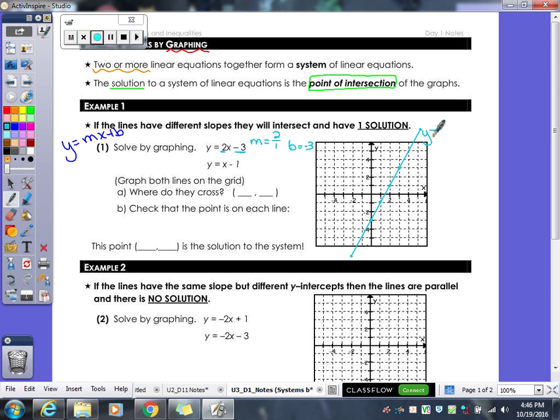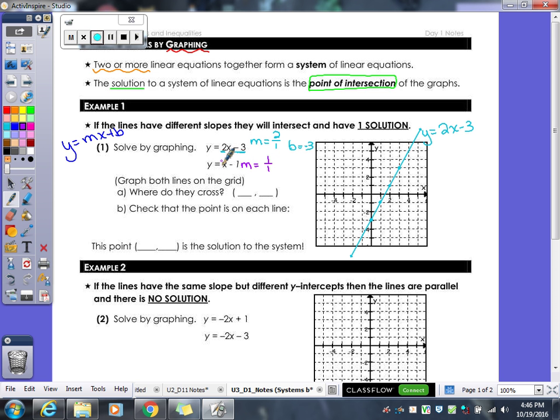least 3. Other thing you need to do is include arrows on your graph because these do continue on forever, and you always need to label, especially when you are graphing more than one equation on the same graph. So you need to label them so that you know and the person who's grading it knows which one is which.